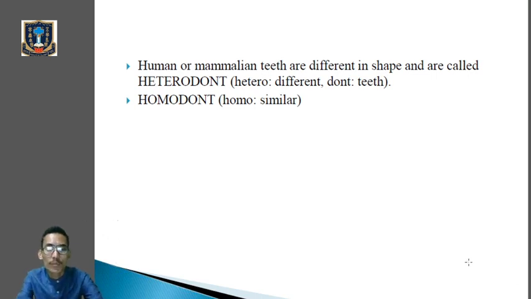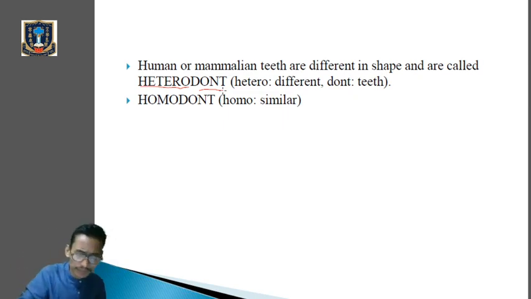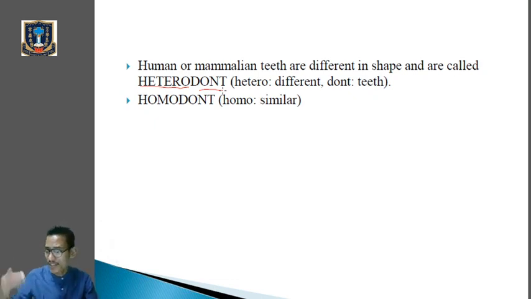H-E-T-E-R-O. Hetero means different. Be very careful. The word hetero means different and dont means teeth. Clear? So the human being teeth or the mammalian teeth, they are heterodont. Why? Because we have got different structures of teeth and different functions of teeth. And what are the different types of teeth? Incisor, canine, premolar, and molar, which have different shape and different function. So it is heterodont in nature.